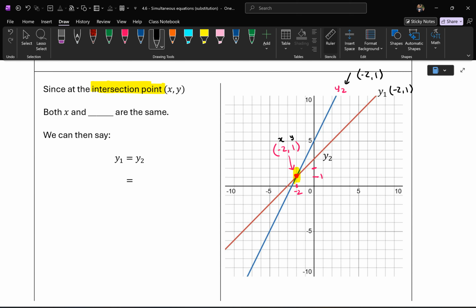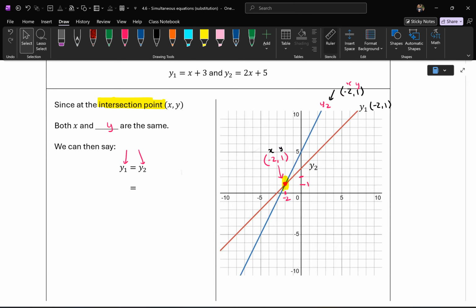So mathematically, this is what we say. Since I don't know it was -2, 1, imagine I didn't know that. I call this x and I call that y. Both x and y must be the same because these two x coordinates have to be the same and these two y coordinates have to be the same for it to be a point of intersection. So if the x's and y's are the same, I can say y1, whatever that equation is, must equal y2 only at the point of intersection. That's the only time where these two coordinates are the same.